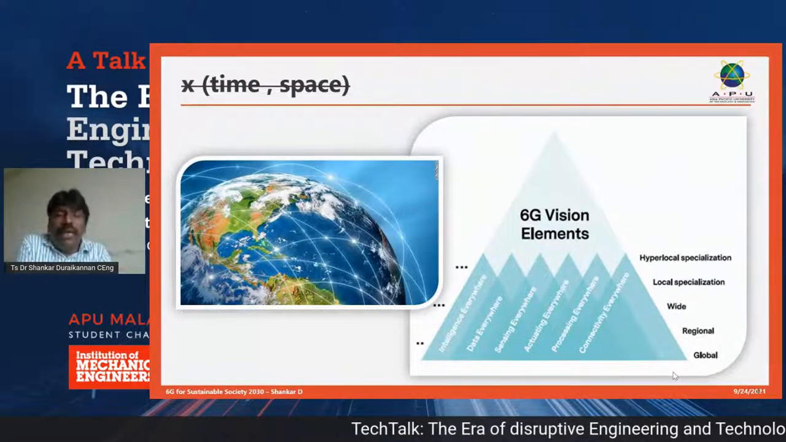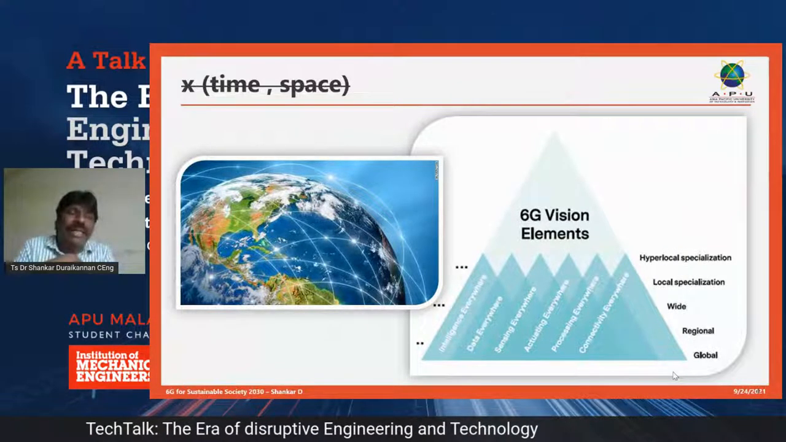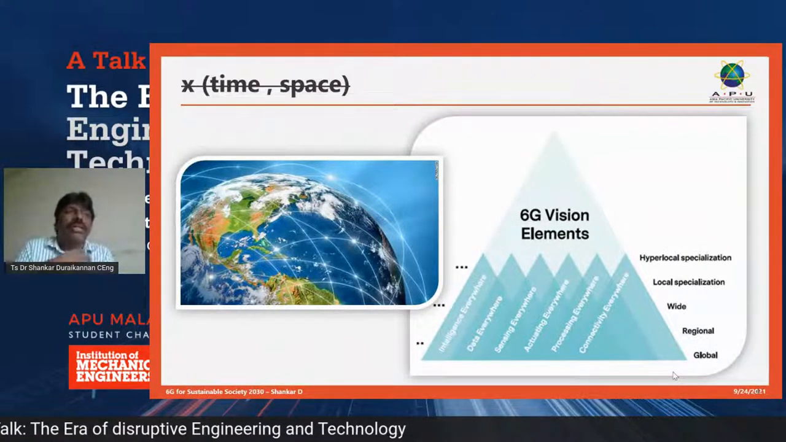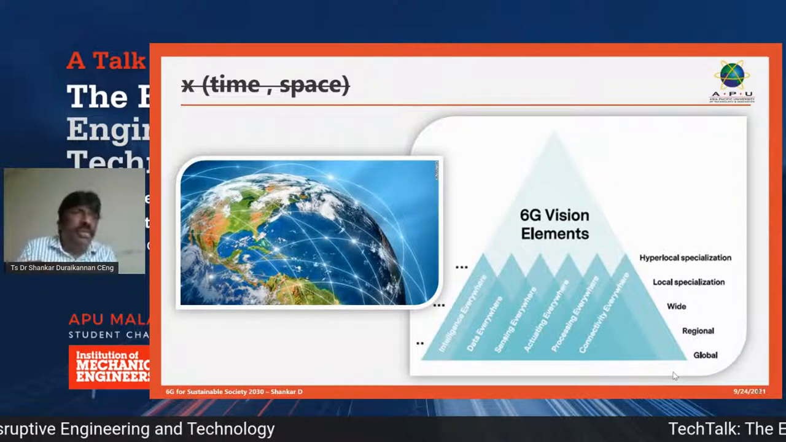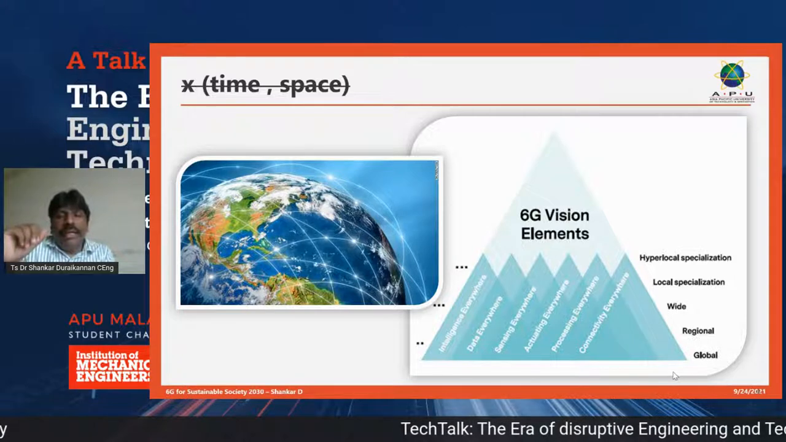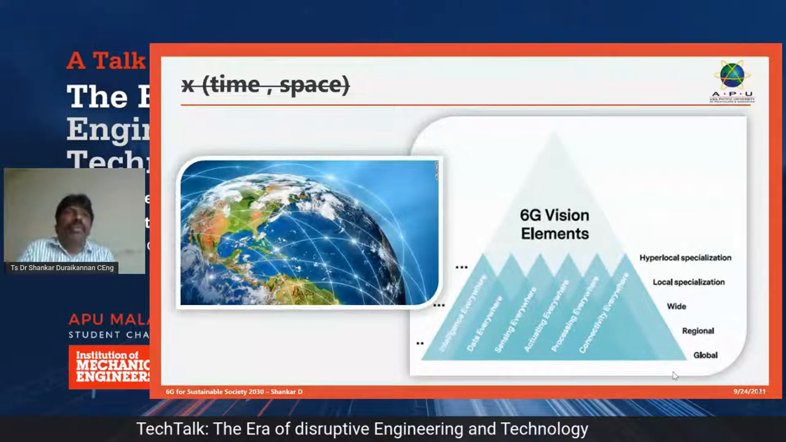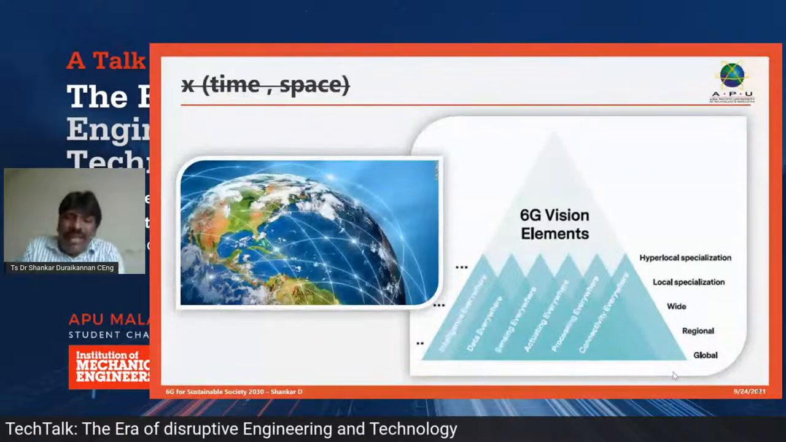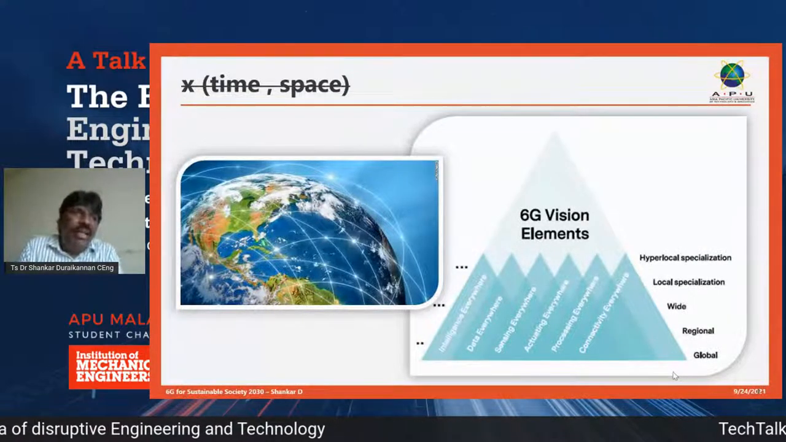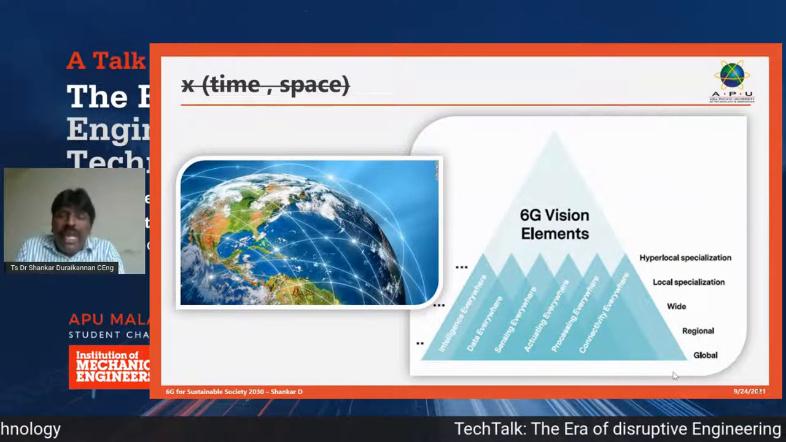All right, so we are moving into an era of X independent of time and space. This is the objective of disruptive engineering. Basically, anything should be made available anywhere at any time. When I talk about anything, that's going to be a very general word. So we have a vision element.